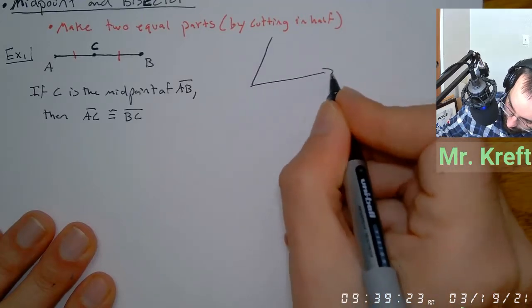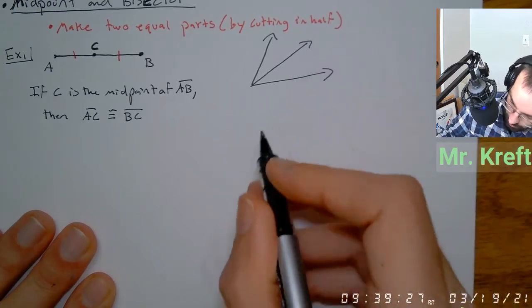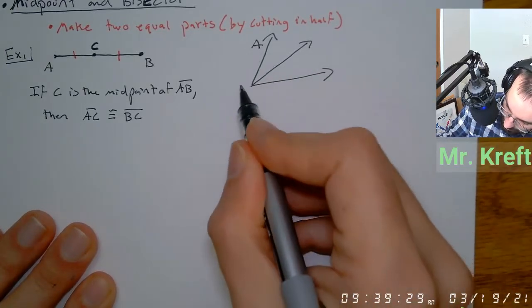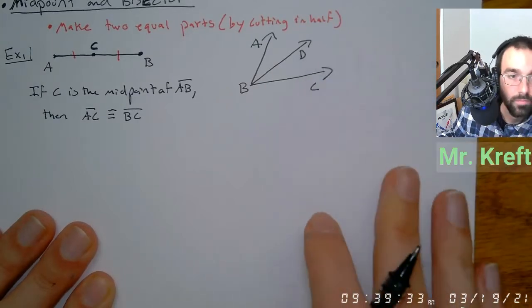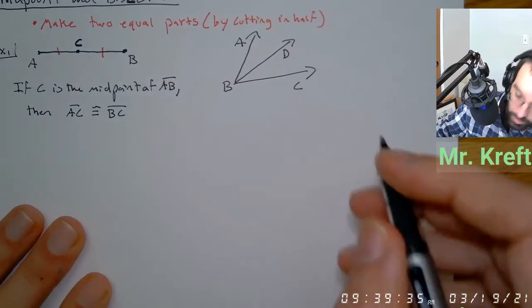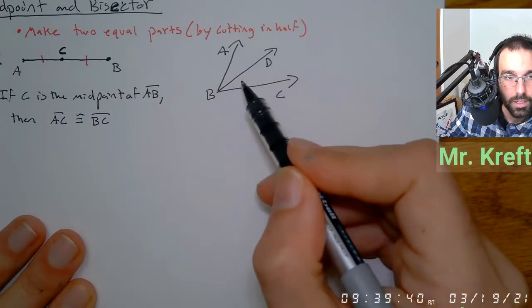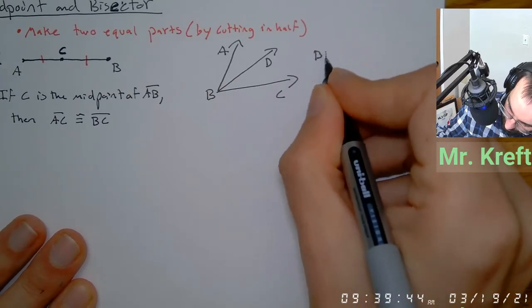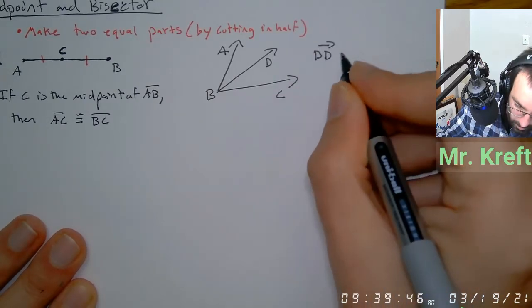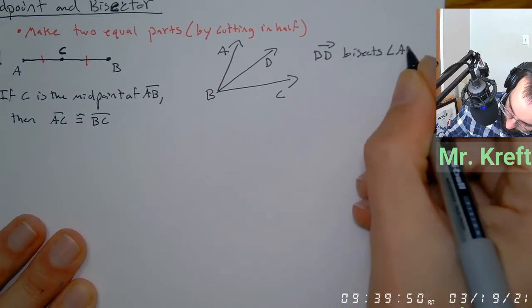Okay, and then let's say I have an angle that is being bisected. I'm going to go ahead and label this A, B, C, and D. So how would I write this down? I just have one big angle with a ray going down the middle. And I'm going to say if ray BD bisects angle ABC.